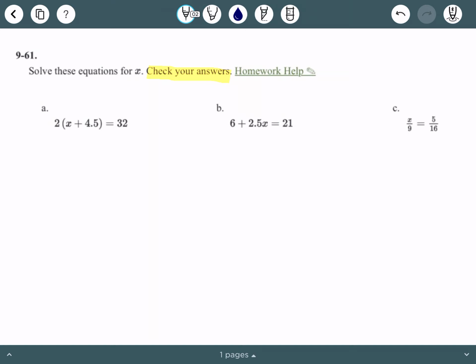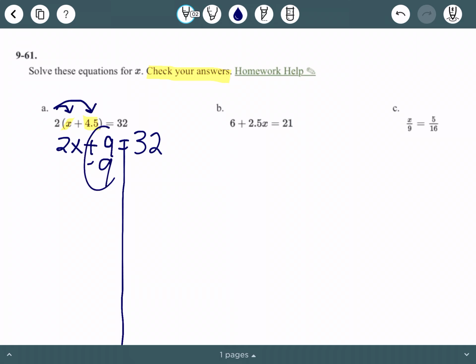So we have 2 times the quantity x plus 4.5 equals 32. This 2 outside of the parentheses tells me I need to distribute to each term inside the parentheses. So I have 1 term, 2 terms. 2 times x gives me 2x, plus 2 times 4.5 is 9. That equals 32. I'm going to put a line down the middle here to keep my work organized.